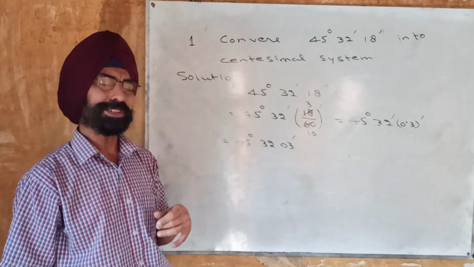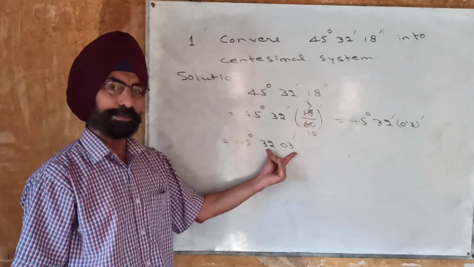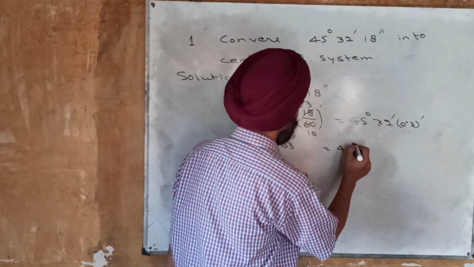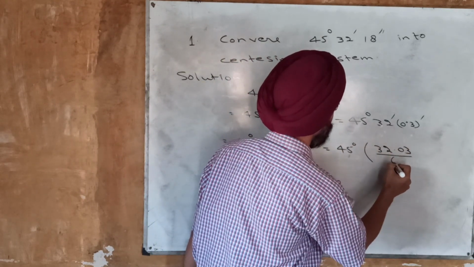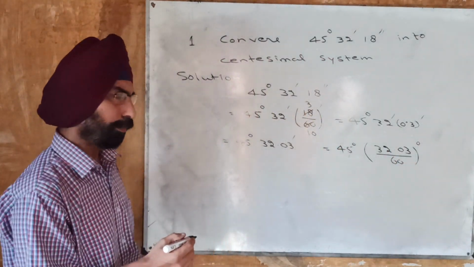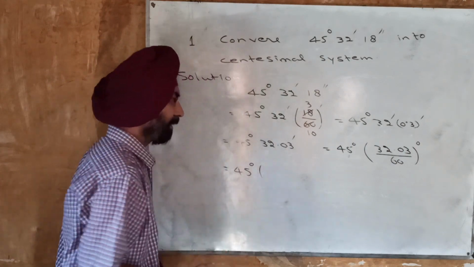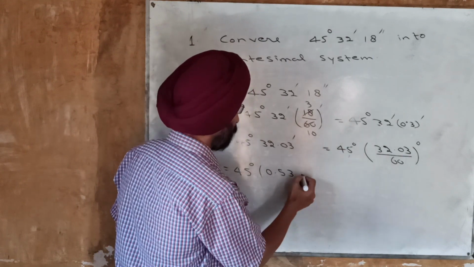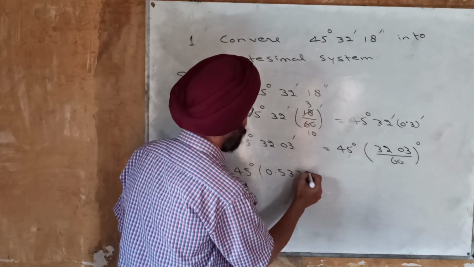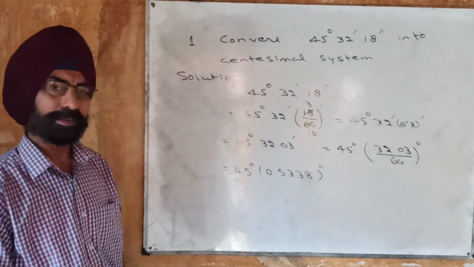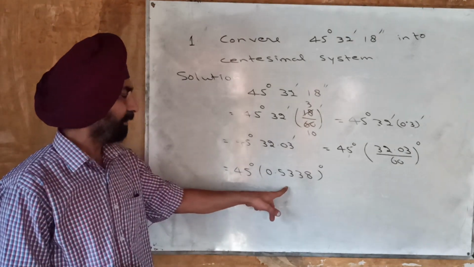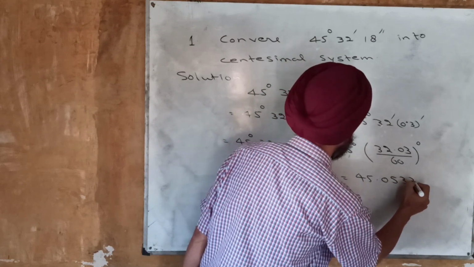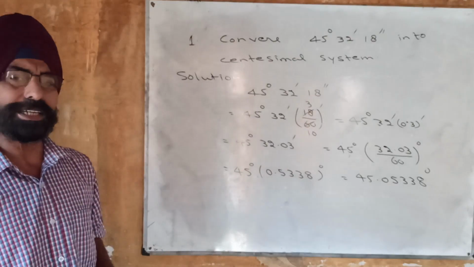And we know that 1 degree is equal to 60 minutes in the sexagesimal system. So to convert these minutes into degrees, what will we have to do? We will have to divide by 60 once again. So it will become 45 degrees and 32.3 divided by 60. Now these are degrees, not minutes. Dividing this, you will get 0.5338 degrees. Adding these two, you will get 45.5338 degrees. Now the whole quantity is in degrees.